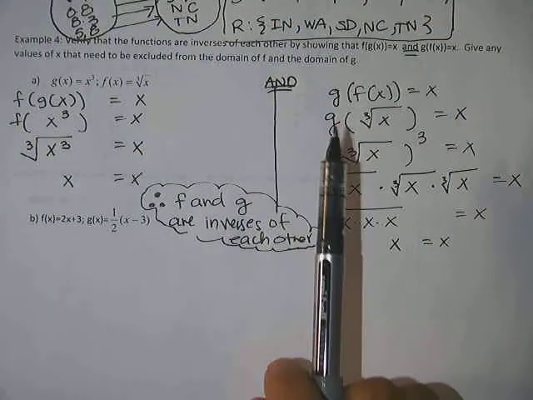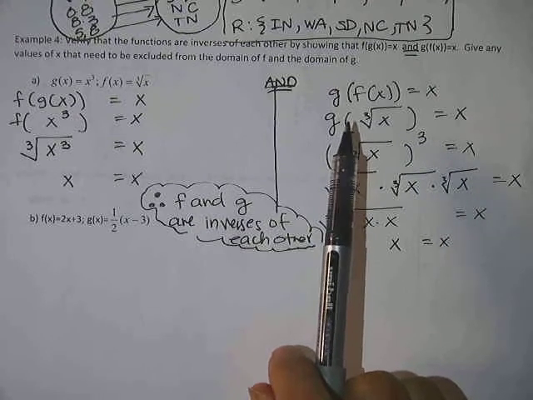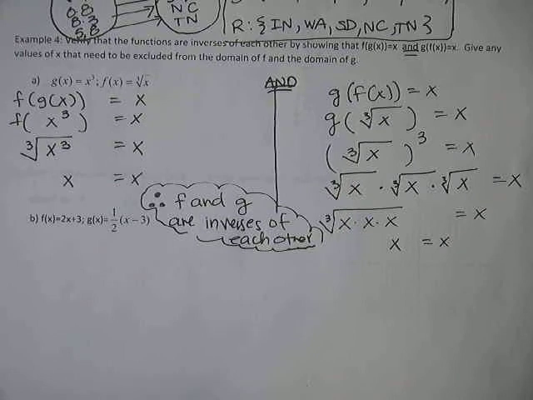Now, doing the composition is one way to prove two functions are inverses of each other. Another way is also graphical. Okay, so in a later example, we're going to show how we can also graph it out to prove that the two functions are inverses of each other.